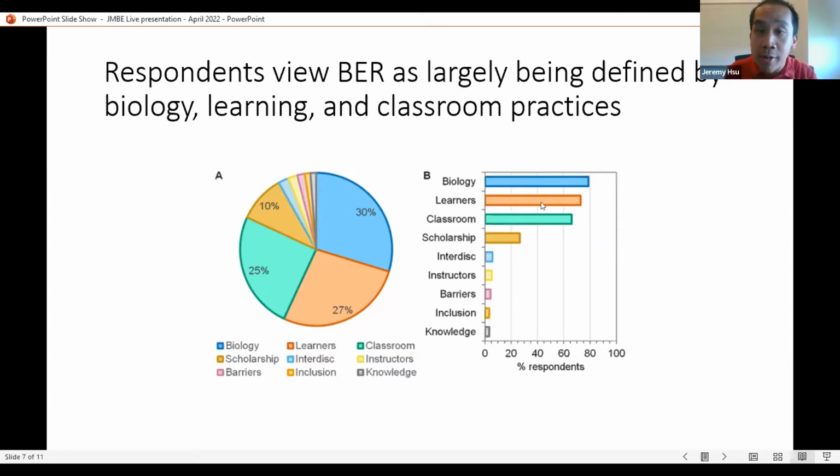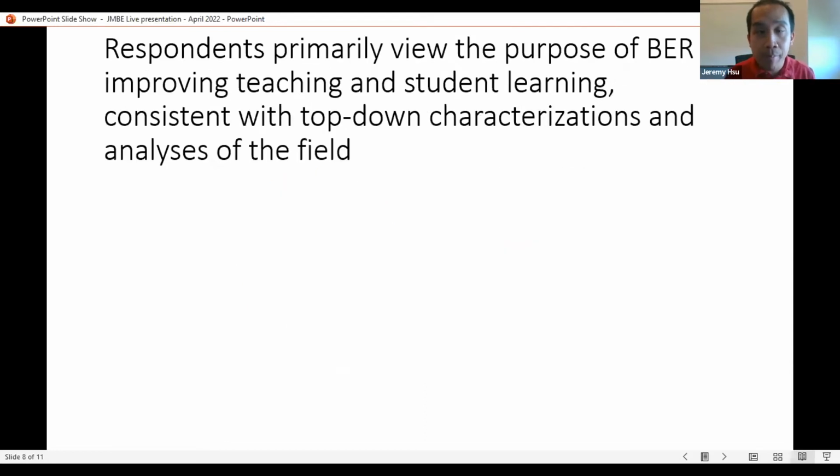But what I want to draw your attention to is, again, this idea of defining BER: biology, learning, classroom. All three of those really emerge as the main themes of how our community perceives this field. And that aligned with our top-down expectations. We know that BER is grounded in biology, and we know that BER initially was centered around learning and improving learning. And we saw that same theme emerge in the second question.